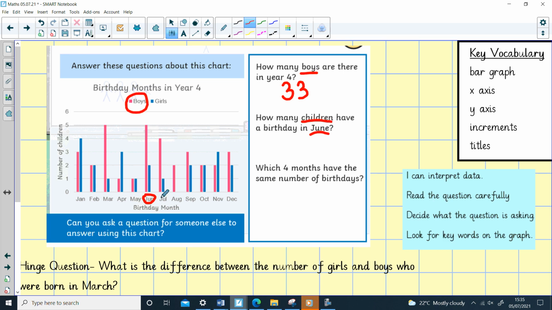So in June, I can see that there were 5 boys who were born, and I can see there were 2 girls. So I've got to do 5 add 2. And the answer is, I'm sure you've worked it out, is 7.